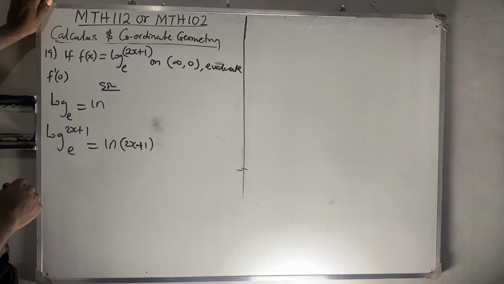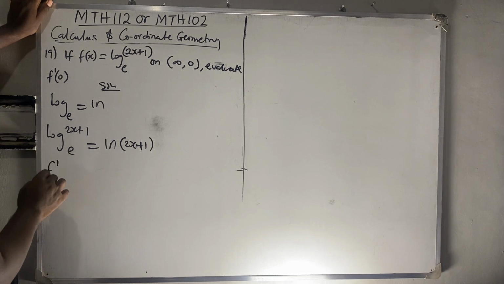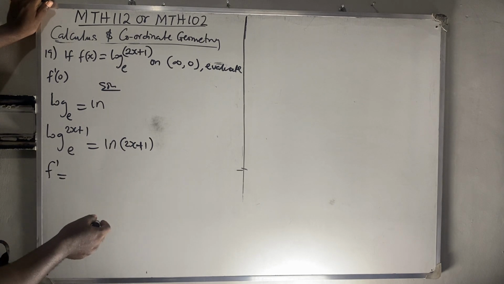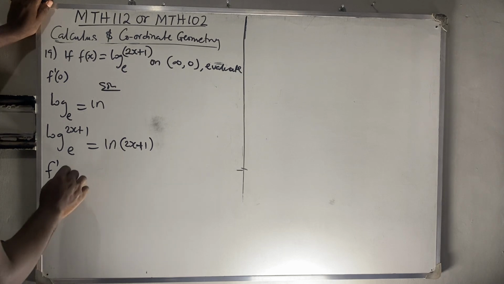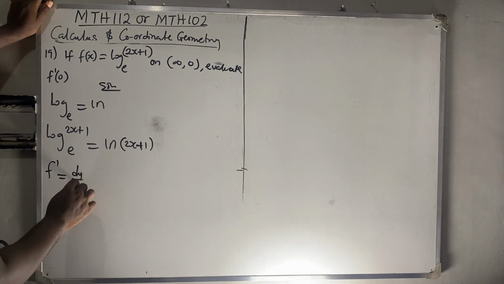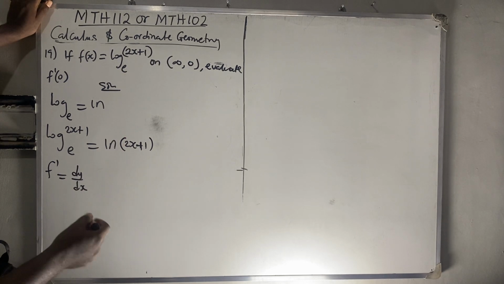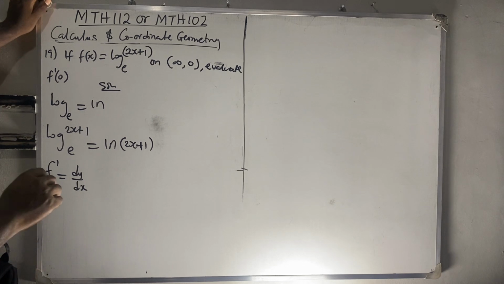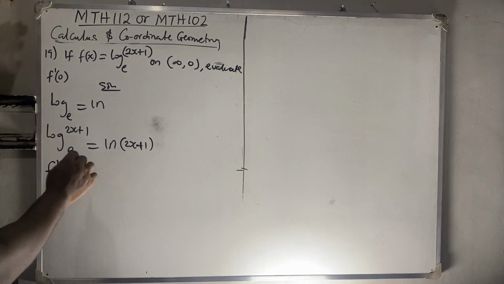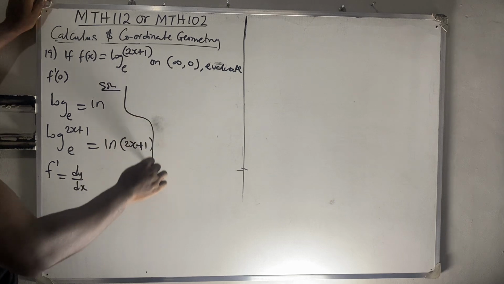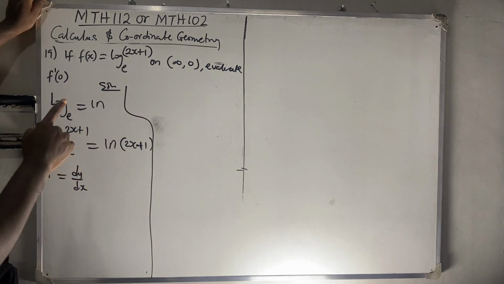So that is our f. F prime simply means to differentiate with respect to x. That's the meaning of f prime. To differentiate this is very simple. We're going to apply a simple law. This is the chain rule.